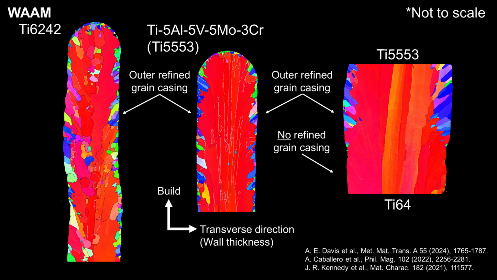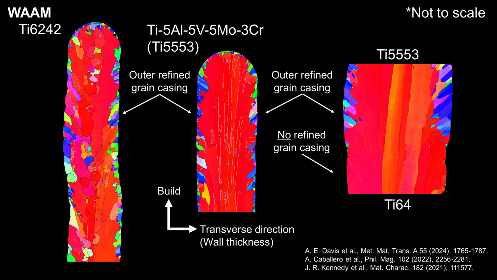These are beta phase EBSD maps of two titanium alloys, Ti6242 and Ti5553, built with WAM using low wire feed speeds. Both of these alloys have larger mushy zones during solidification. That is, the region where solid and liquid coexist during freezing is larger than in Ti64. The map on the far right is Ti5553, built on top of Ti64 with the same WAM processing conditions.